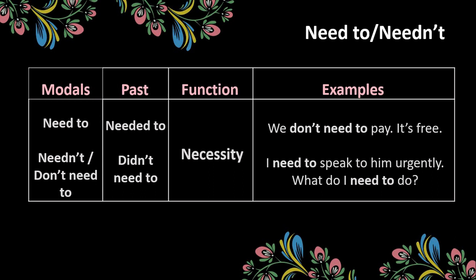Next auxiliary verb used similarly to modals is need to and needn't. One thing you need to remember is that when we change need to to the past, we say needed to. You can have two options when you use the negative form. You can say needn't or need not, or you can say don't need to. When you change it to the past, it becomes didn't need to.